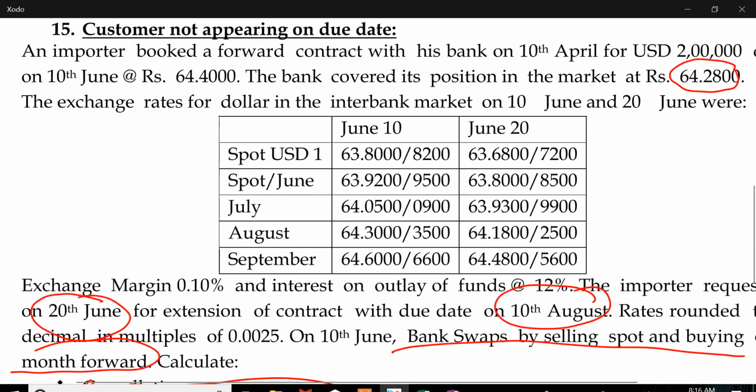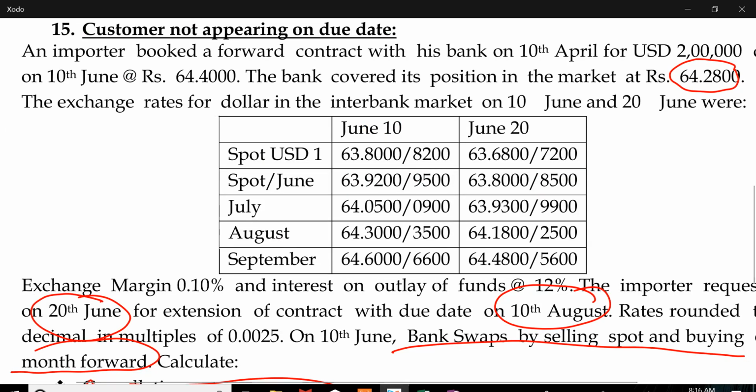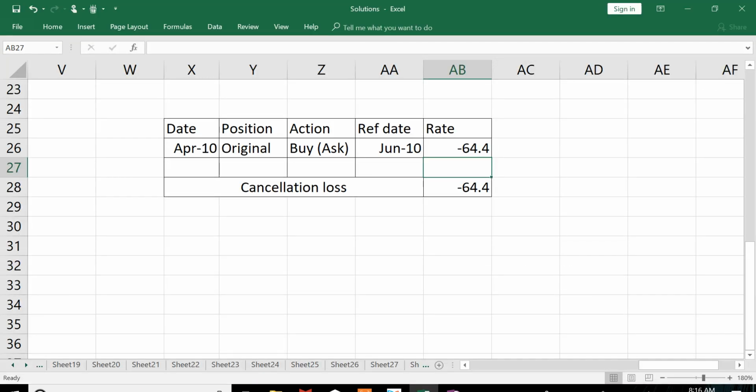At what rate did we agree? 64.28 is by the bank. That is ICICI doing with stand C. With us, it is 64.4. It says bank covered itself. Why did bank cover? To ensure that they make profits. Now, he did not come on June 10. He has come on which date? June 20.